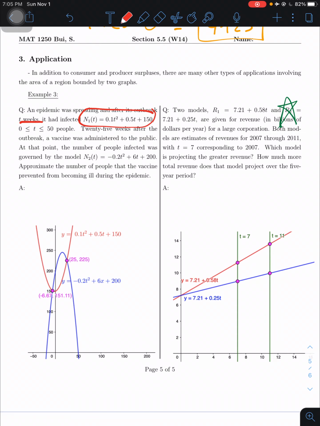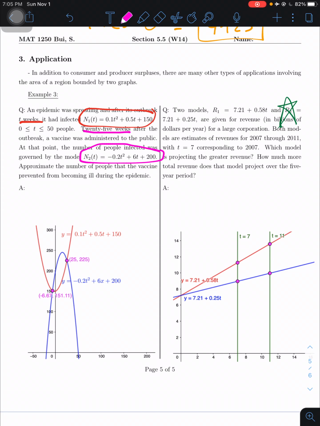So at 2 weeks, we have that function. After 25 weeks, a vaccine was administered to the public. At that point, the number of people infected is given by this function right here. Now I have to approximate the number of people that the vaccine prevented from becoming ill during the epidemic. As you can see, this is very useful for chemists or pharmacists during COVID-19, because it tells us how to predict the number of patients that we can cure during a pandemic. So anyways, what should we do?